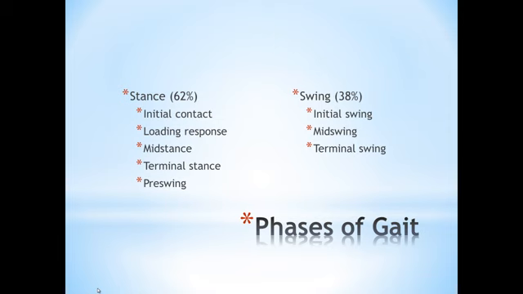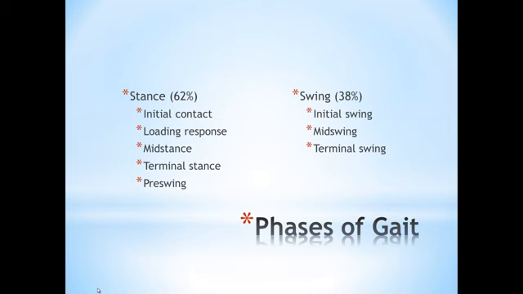Loading response then is where the weight is rapidly transferred onto this outstretched limb, and it's the first period of double limb support. Mid stance, the body's progressing over a single stable limb. So mid stance is 1 foot on the ground and the body is progressing over the top of the foot. Terminal stance is the progression over that stance limb. We continue to progress our center of gravity forward, and the body moves ahead of the limb and the weight is transferred onto the forefoot.